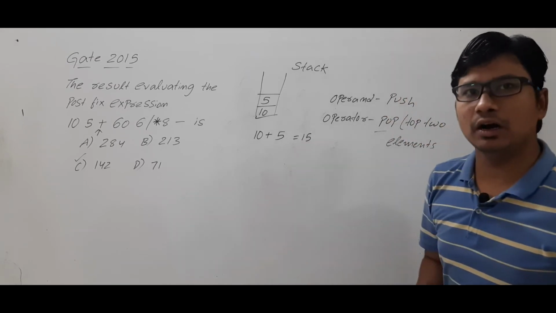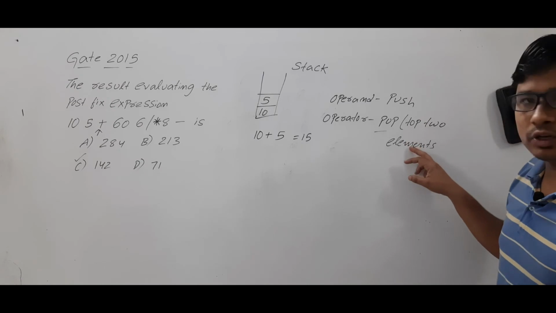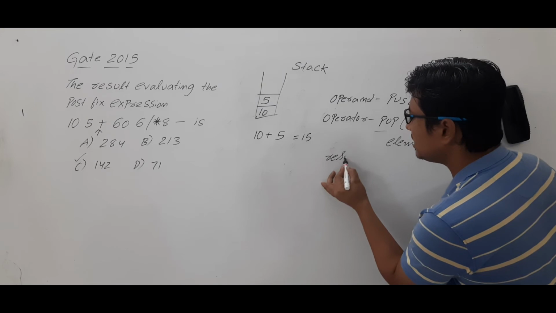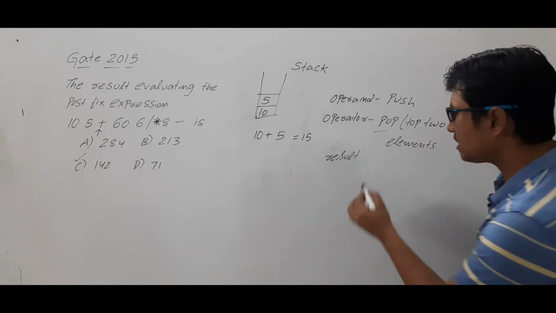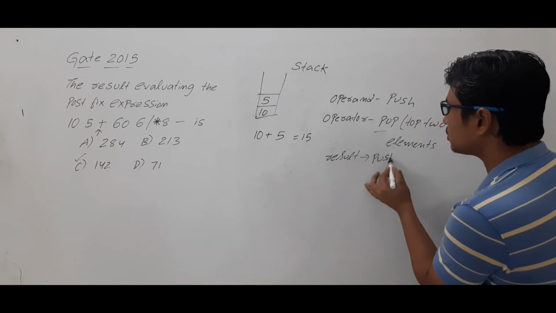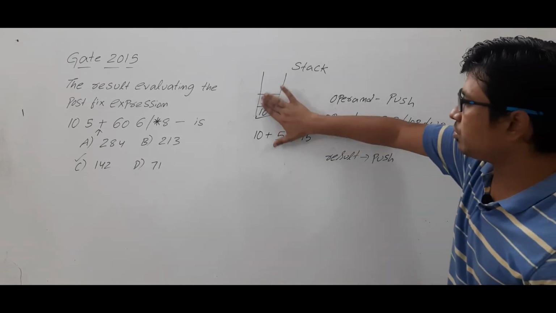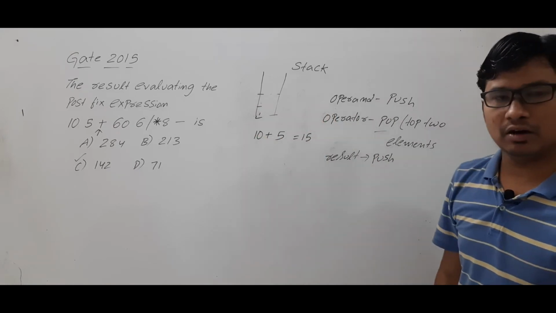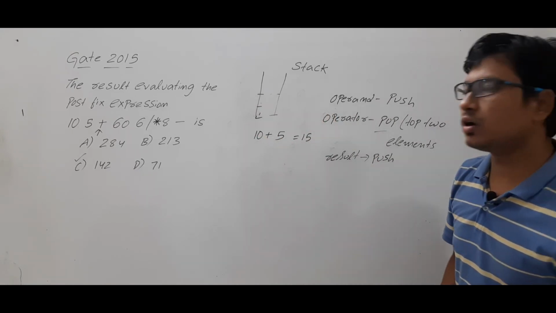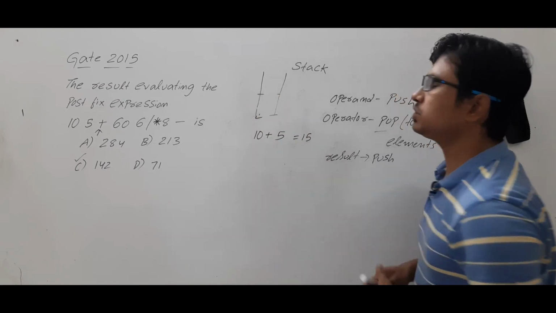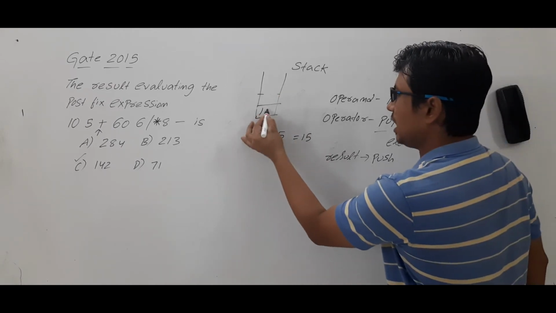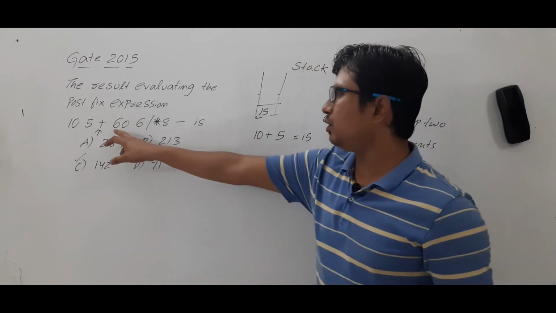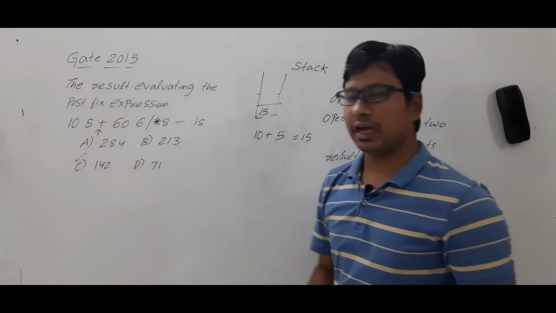After performing the operation, because you popped the two elements and performed the operation, the result is again an operand. That result you need to push into the stack. So you have popped the top two elements, performed the operation, and whatever result you got, you push it into the stack. So you will get the value 15 here. Are you able to understand?